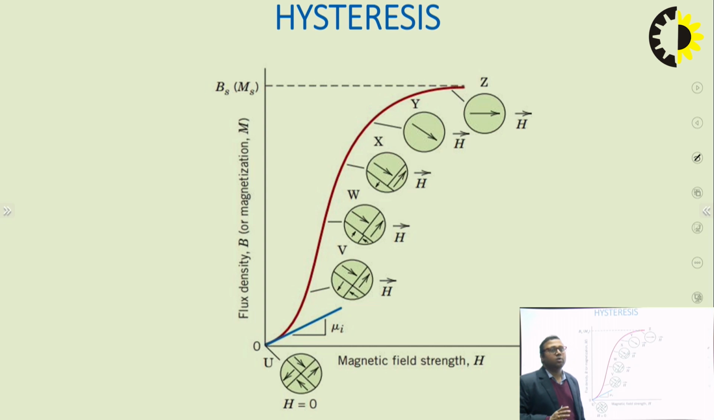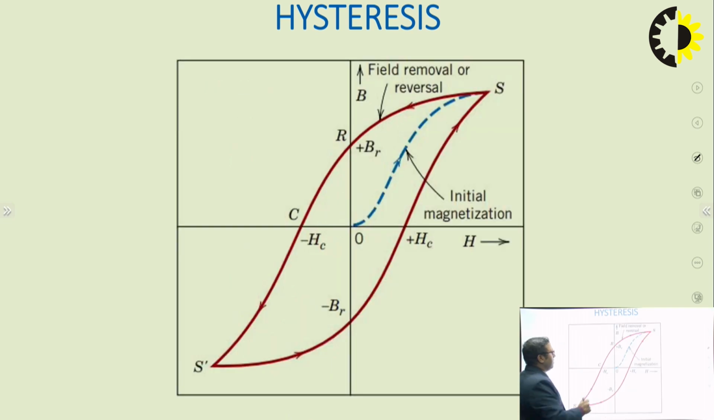Even if you decrease the external magnetic field, it has been seen that the magnetization for the particular material is not following the same path. So you can see this is the hysteresis curve. Initially, as you go on increasing the external magnetic field, the magnetization is increasing to this point. And after increasing the external magnetic field further, this B value is not increasing.